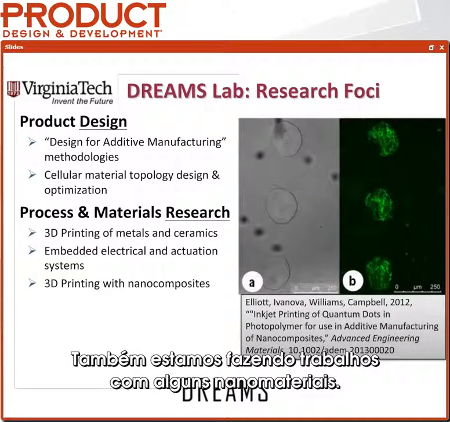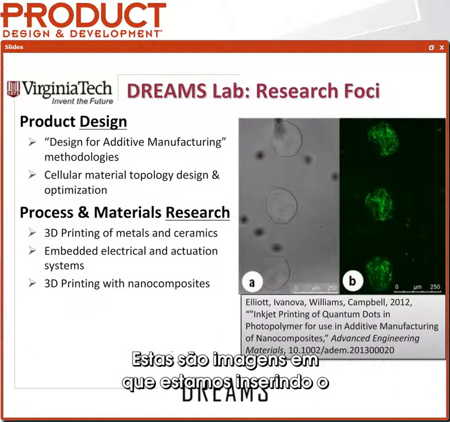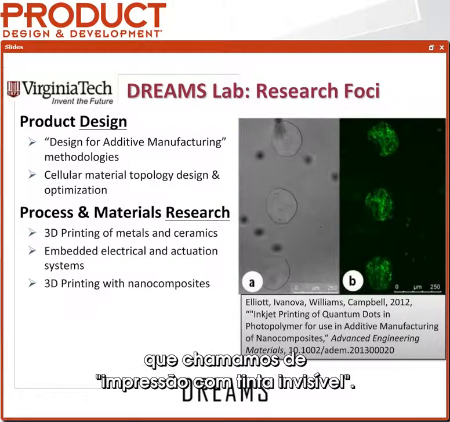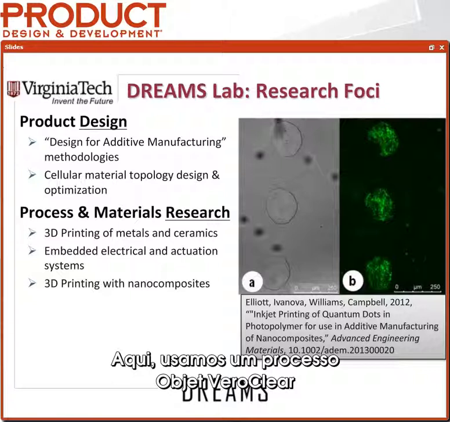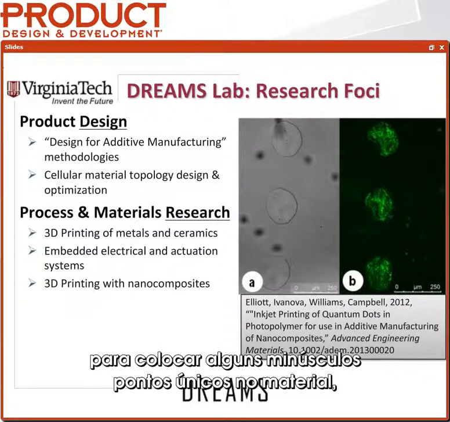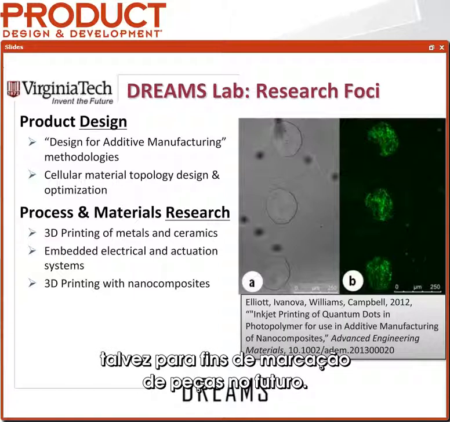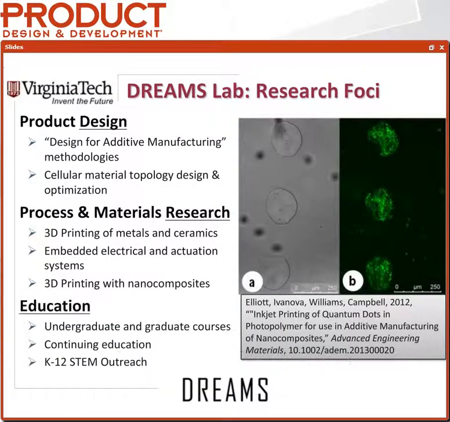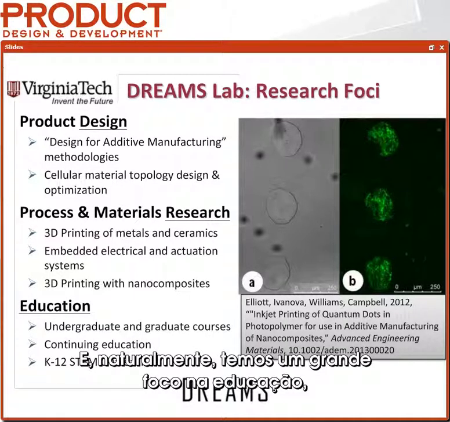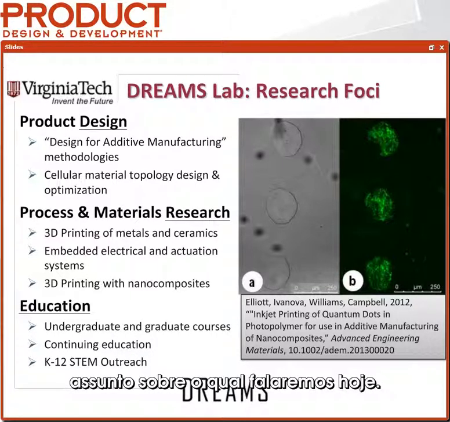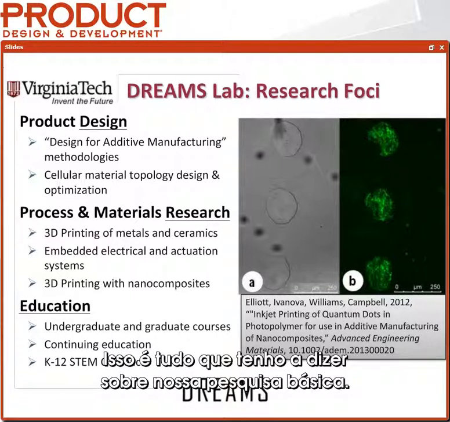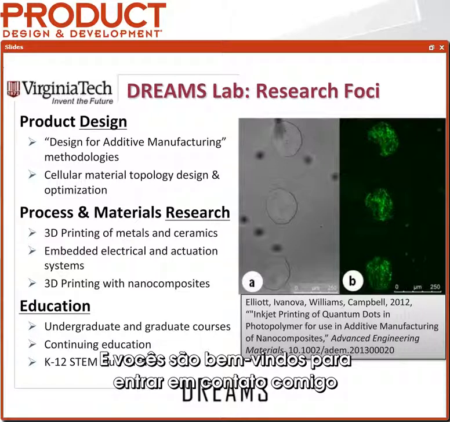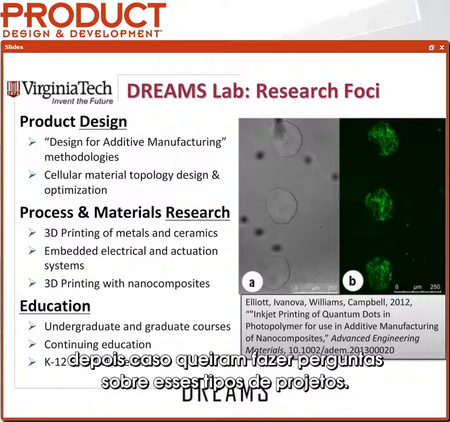We're also doing some work in nanomaterials. These are images where we're embedding, what we call printing invisible ink, where we're using an Objet VeroClear process and putting some unique quantum dots in the material, perhaps for part tagging in the future. And then, of course, we have a big focus on education, which is what we're going to talk about today. This is really all I'll talk about our basic research, and you're welcome to contact me afterwards if you have any questions about these kinds of projects.